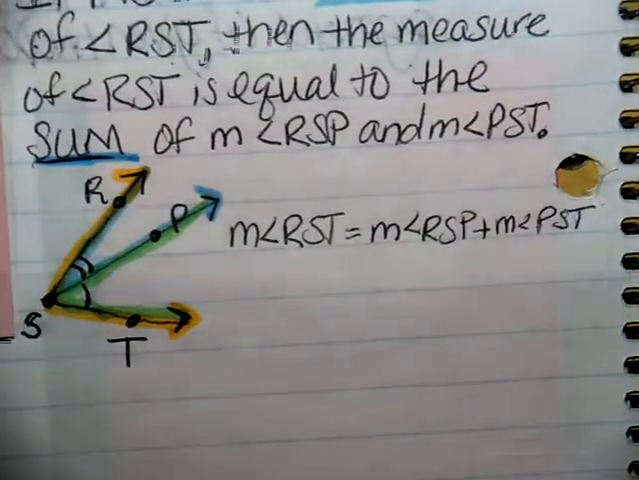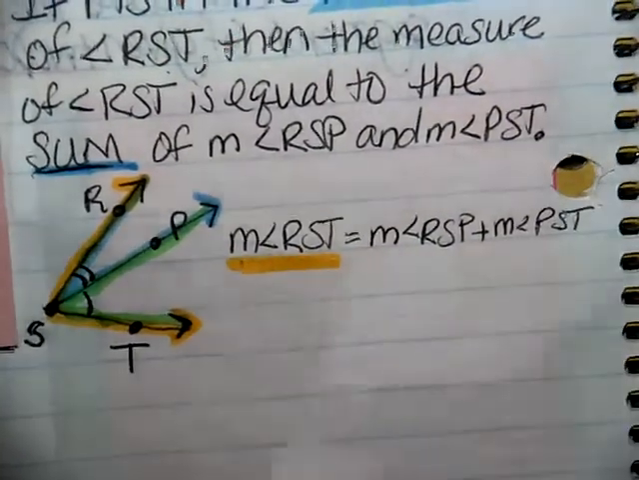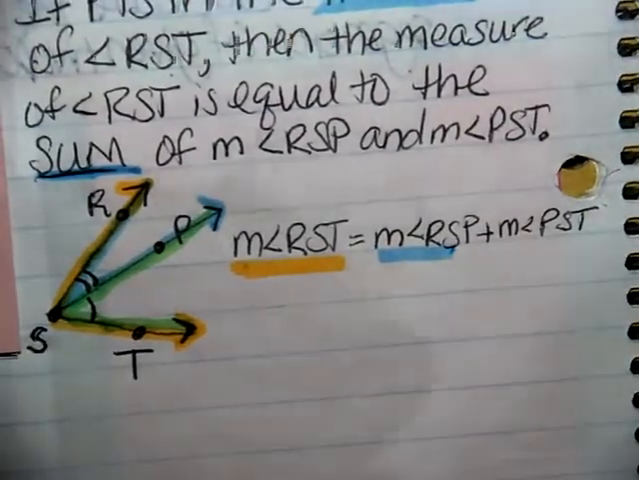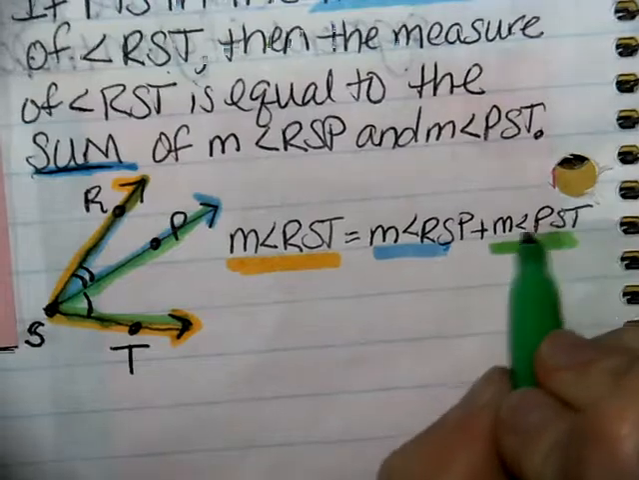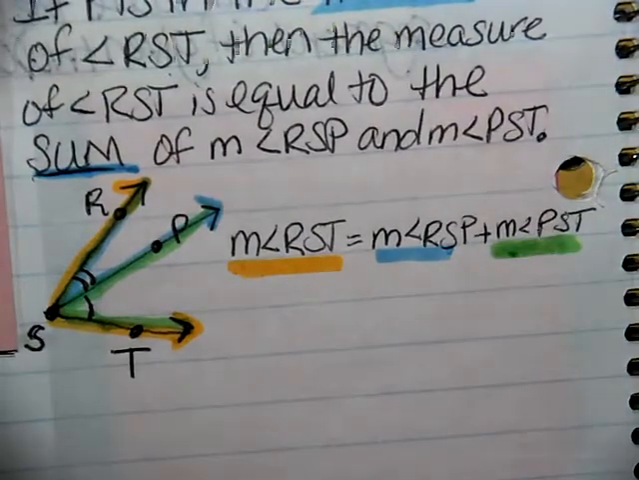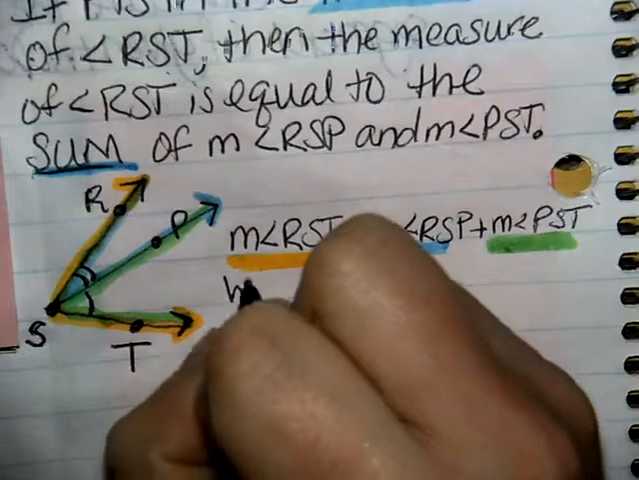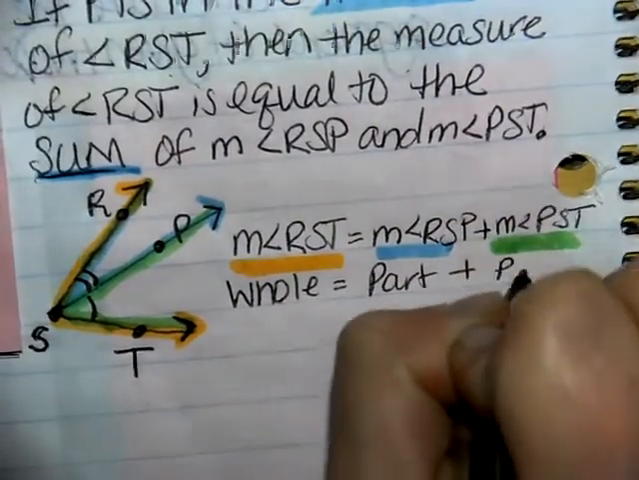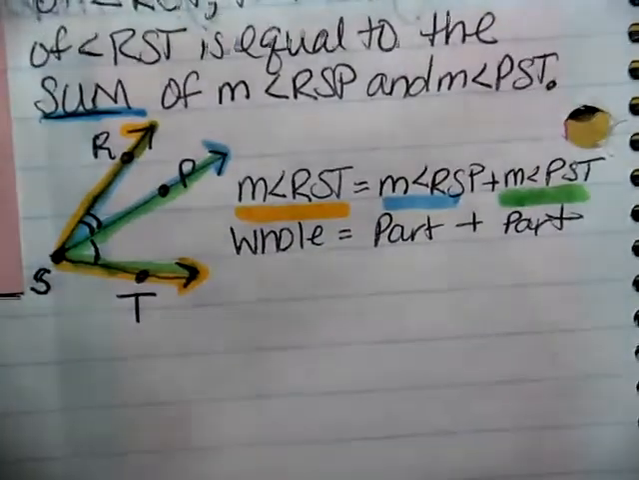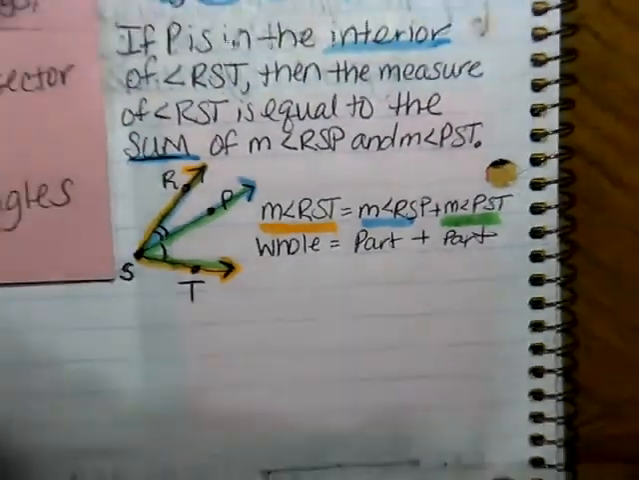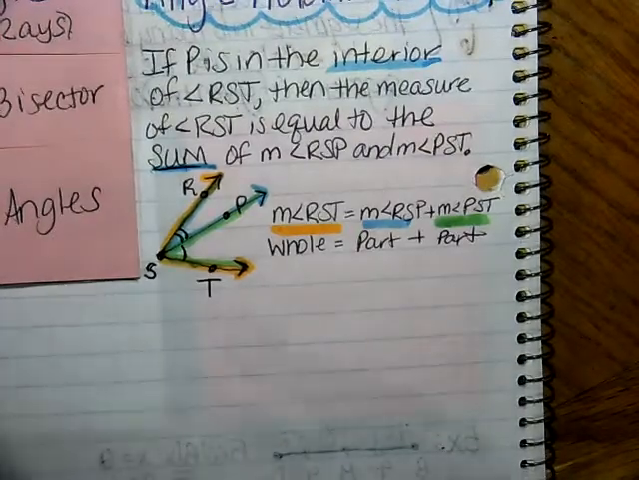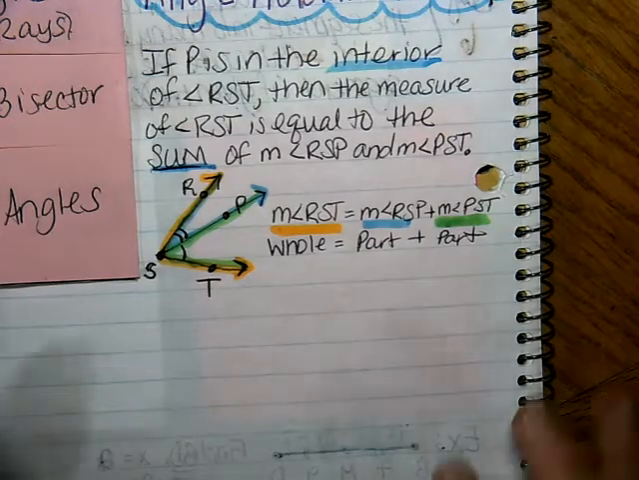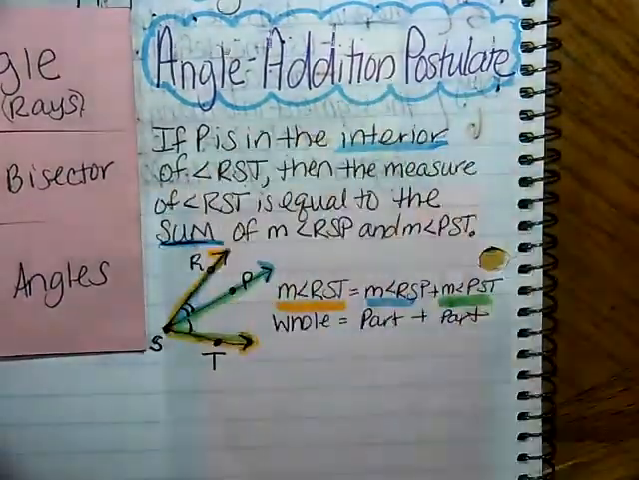And I'm going to use highlighter to talk about it. So the whole angle is equal to one part plus the other part. And this is where part plus part equals whole once again. So this is whole, is equal to part plus part. And so sometimes there are going to be different angles that will add together to equal a whole angle. And that is when we get to use the angle addition postulate.